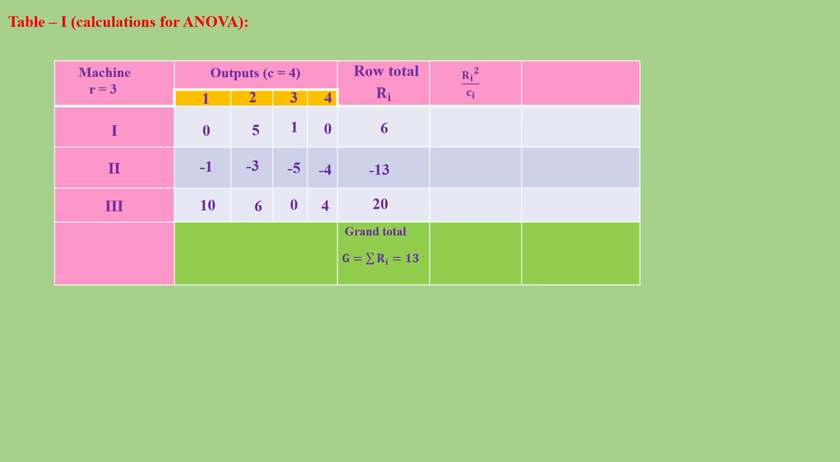So R1 square by C1, so 6 square by 4, 9. R2 square by C2, minus 13 square by 4, 42.2. Then 20 square by 4, that is equal to 10. Sum of Ri square by Ci, that is equal to 151.25. Next, sum of squares of each row, SS.